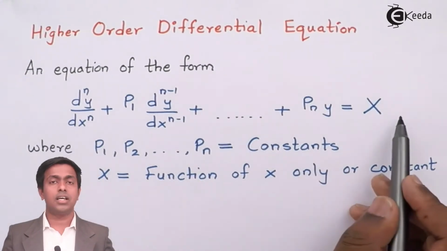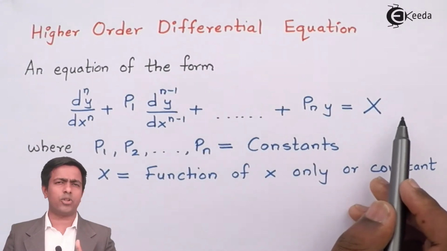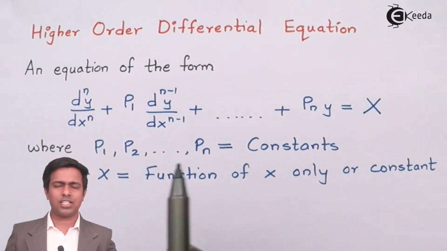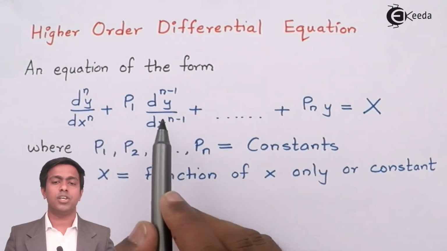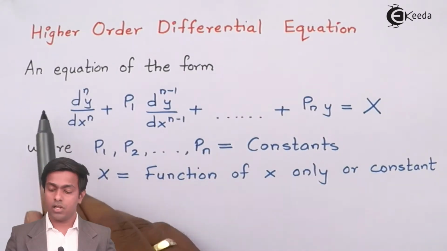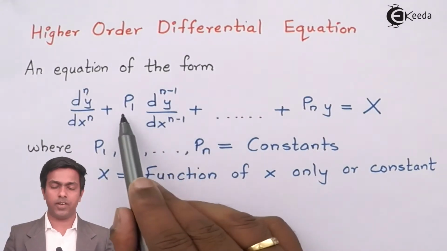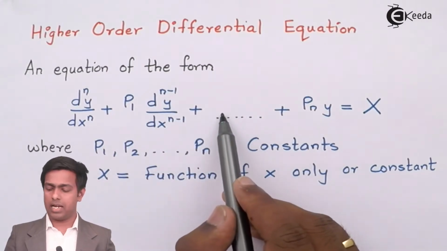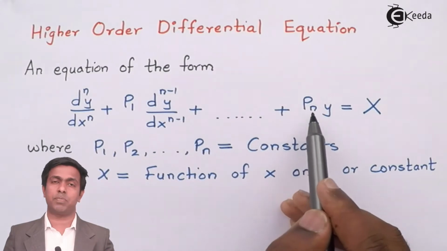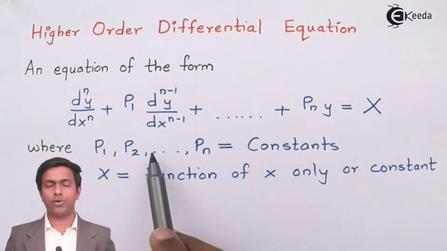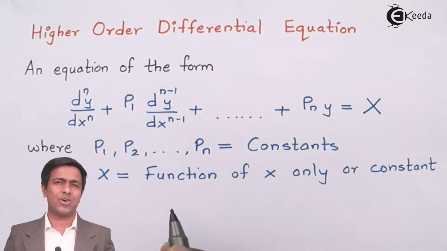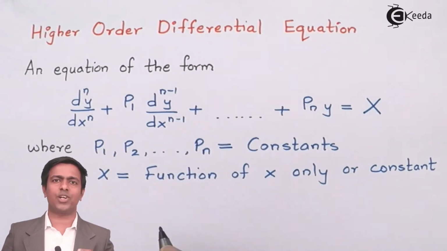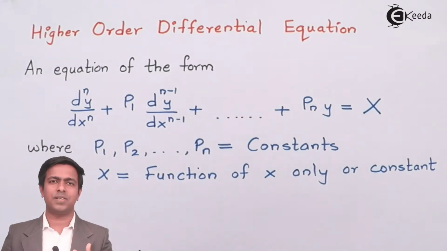In this equation, if you observe, there is one more thing present, that is the coefficient. Just observe the coefficient of differential terms. Here the coefficient of this term is 1. The coefficient of the second differential term is p1, then for the next term it is p2, and in the end we have the coefficient pn. Here we said that p1, p2 and so on till pn are constants. It means the coefficient of the differential equation is constant. So guys, since the coefficient is constant, this differential equation is called higher order differential equation with constant coefficient.